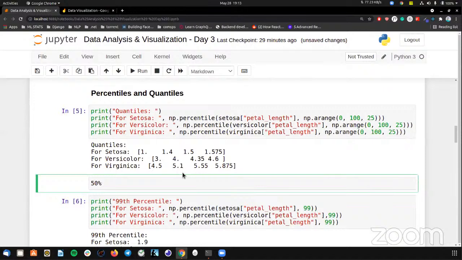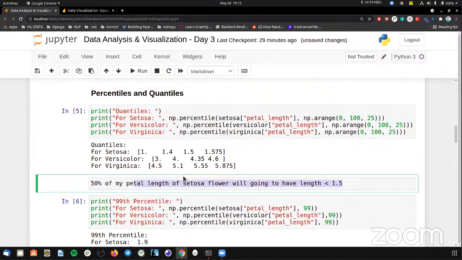50% of my data, 50% of my petal length of the Setosa flower is going to have length less than what? 1.5. That's how you actually read it, and this is super useful.